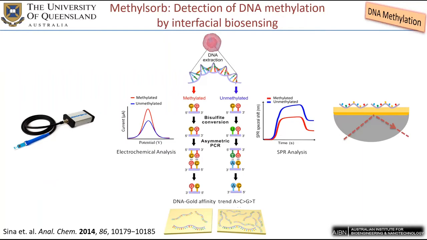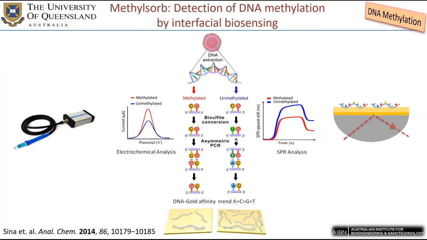To avoid all of these things, we developed a technique which involves the extraction of DNA from the cell, and then if the cell is methylated, you get a methylated C in your sequence. If it is unmethylated, you get an unmethylated cytosine in your sequence. Then we performed a bisulfite conversion of the DNA. After bisulfite conversion, the methylated cytosine remains cytosine, however, the unmethylated cytosine is converted to uracil. This is the usual procedure we use to separate methylated and unmethylated sequences.